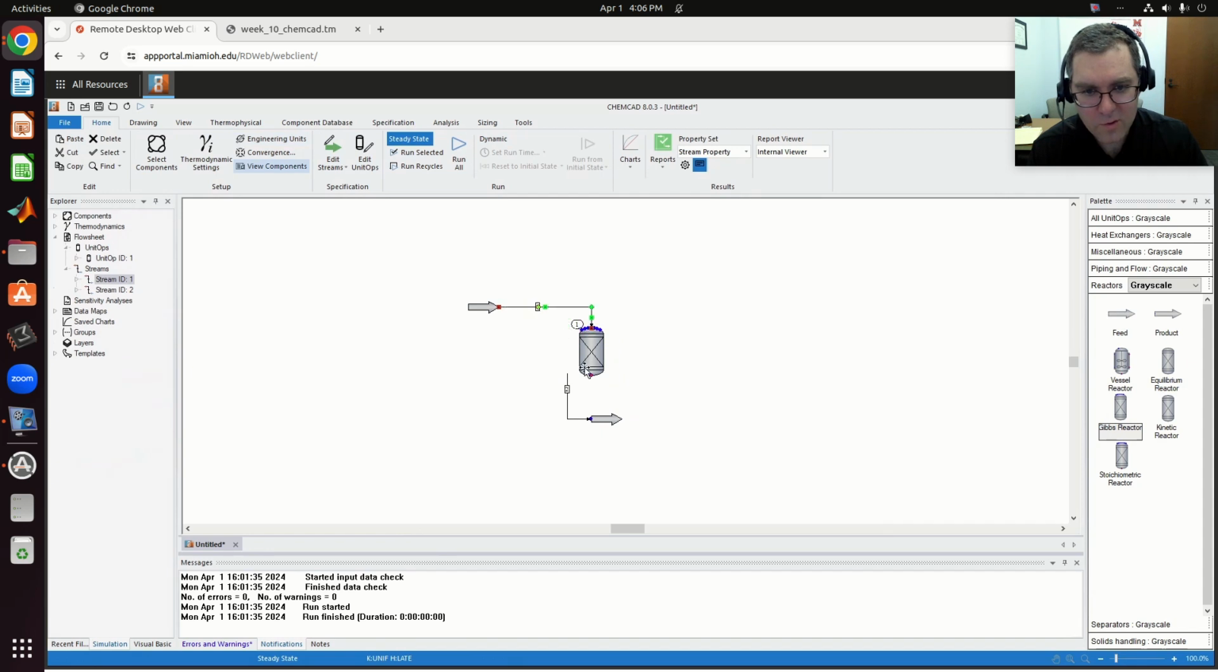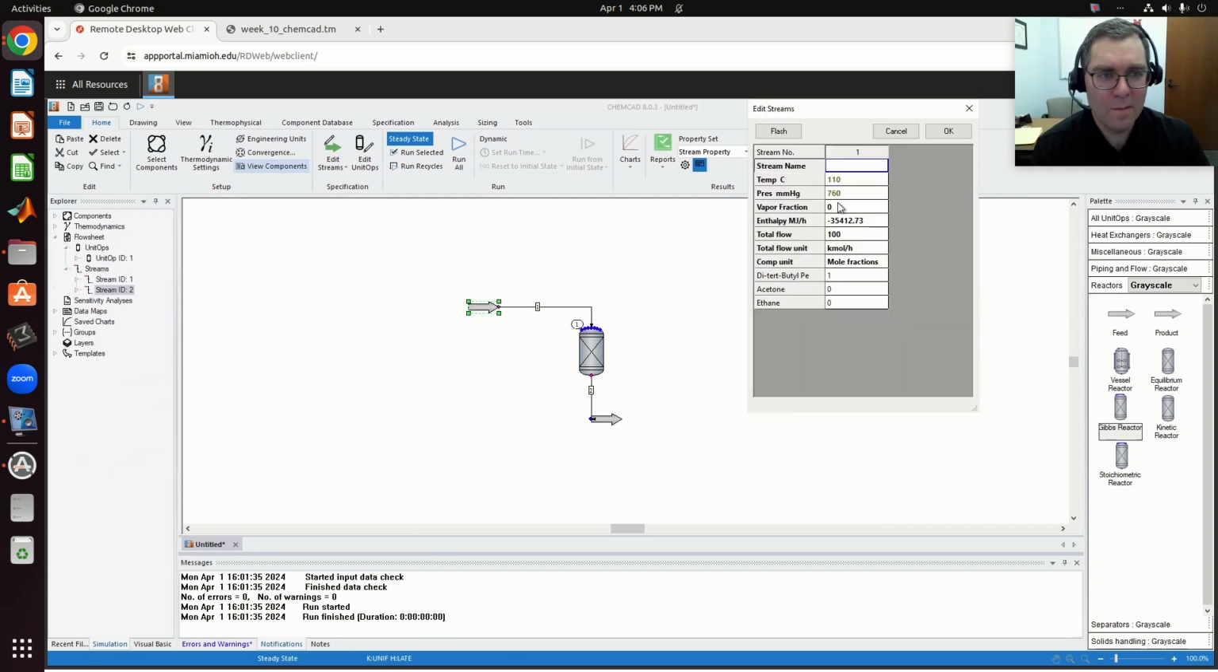Right, in all cases, stoichiometric, equilibrium, Gibbs, they all look the same. Okay, so I have my same reactant stream, so pure DTBE, 100 kilomoles per hour, 110 degrees C, and 760 millimeters of mercury.